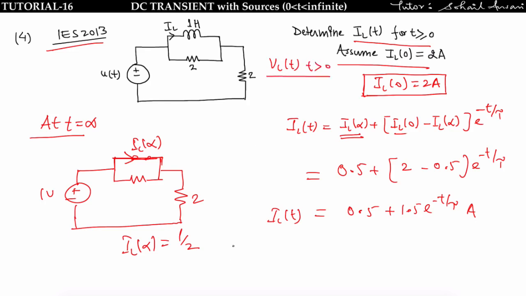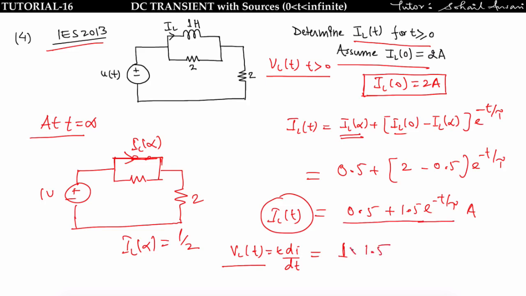Now suppose in this question we have to find VL of t for t greater than 0. How will I find it? We know that the voltage across an inductor is L di by dt. So if I differentiate this inductor current with respect to time, I will get VL of t, that is equal to L. L is given as 1 Henry, so take 1 di by dt. Differentiating this inductor current with respect to time, I will get 1.5 upon tau, negative, e to the power minus t upon tau. So this is the voltage across the inductor for t greater than 0.